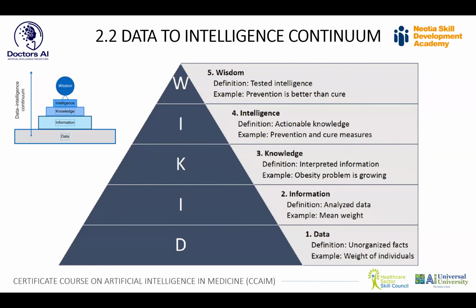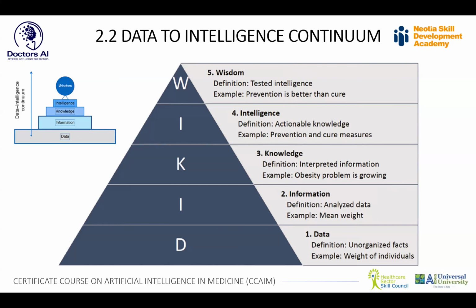Now, what is knowledge? It is the interpretation of the information. So, for example, you have the weight, you have the mean weight, and from there you are developing the knowledge that obesity is a problem and it's prevalent in the community. So, what do you do about it? Right? From the knowledge, the actionable insights, that is intelligence. So we know obesity is a growing metabolic disease, and prevention and cure is the best way. You need to control obesity so that you can control all the other components of the metabolic syndrome.